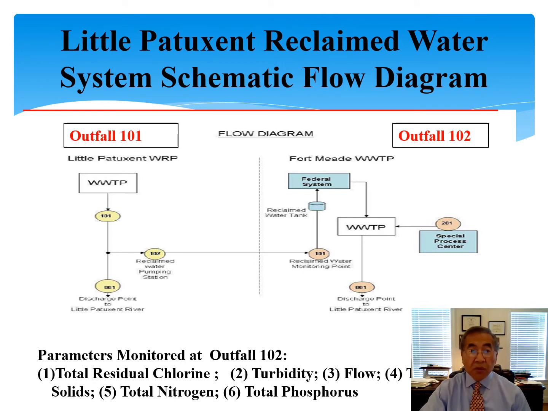The Little Patuxent wastewater treatment plant discharges to a stream, and a portion of it goes to outflow 102, going to the federal building for use, and after that is discharged to the Fort Meade wastewater treatment plant, and then eventually treated by this treatment plant before going down to the stream. In outflow 102, we require them to monitor the total residual chlorine, turbidity, flow, solids, nitrogen, and phosphorus.